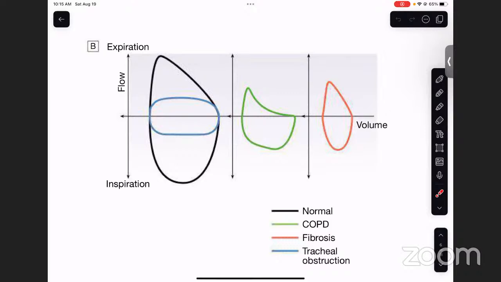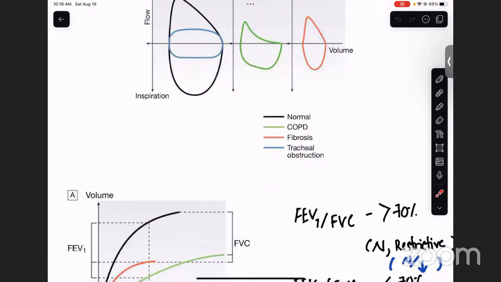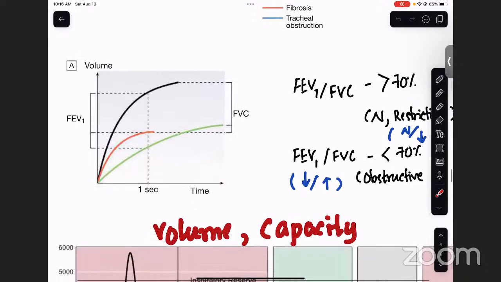So in an MRCP exam scenario, if they ask how to differentiate upper airway from lower airway obstruction, we need to use the flow volume loop. Okay, so let's talk about it in specific questions later.